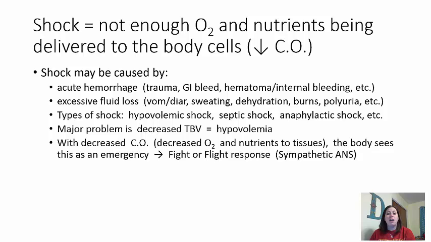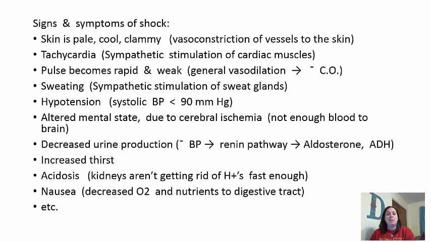With a decreased cardiac output, CO, we see decreased oxygen and nutrients being delivered to the tissues, and the body sees this as an emergency. Because it's an emergency, it triggers the fight or flight response, the sympathetic nervous system. When it triggers the sympathetic nervous system, you're going to see some signs and symptoms start to manifest due to the shock. The first thing you'll often see is that the skin becomes pale, cool, and clammy. This is due to vasoconstriction of the vessels to the skin, because we want to shunt all of the blood towards your more vital organs.